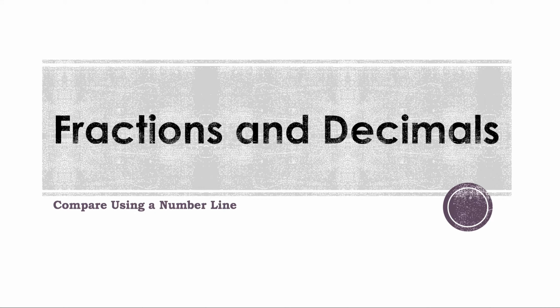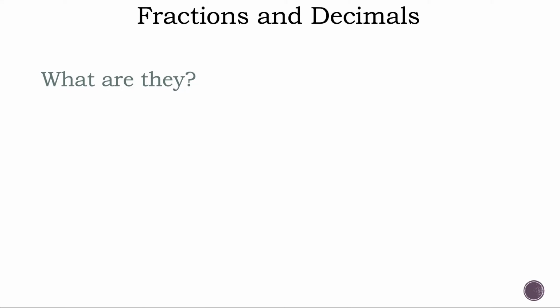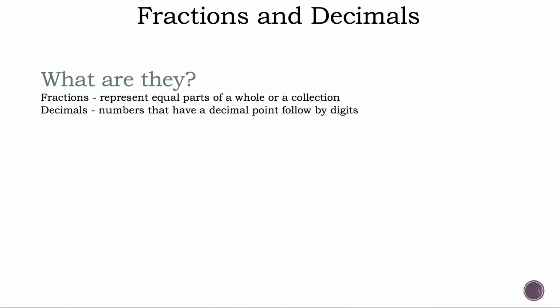Fractions and decimals. Compare using a number line. What are they? Fractions represent equal parts of a whole or a collection. Decimals are numbers that have a decimal point followed by digits. Why? To be more precise in measurements.